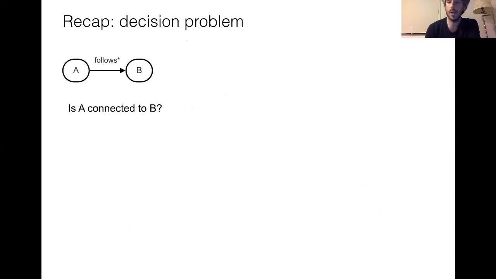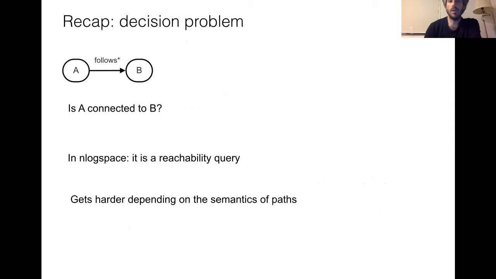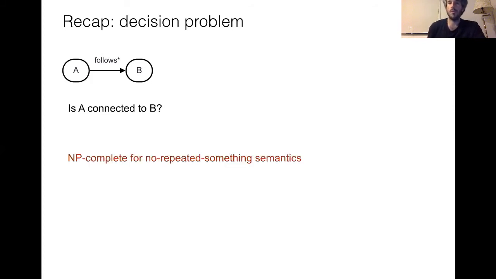So just a small recap, what do we know? If we are talking about arbitrary semantics, the decision problem is very easy. It's just a reachability query. We start in this node, and we need to reach this other node in a way that respects the path. But it gets harder depending on the semantics. So if we start using no repeated edge, no repeated node, what Neo4j uses, then this very simple problem is already NP complete.